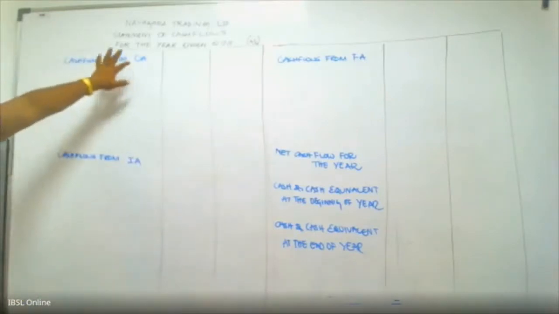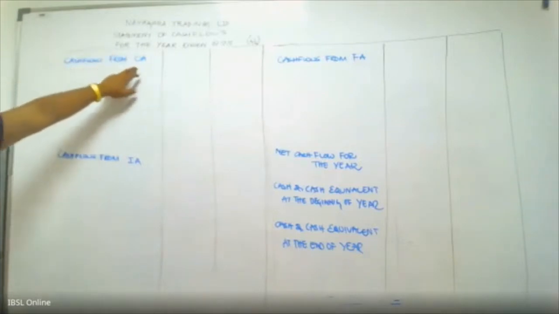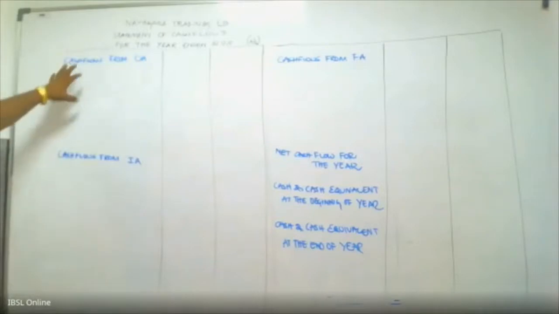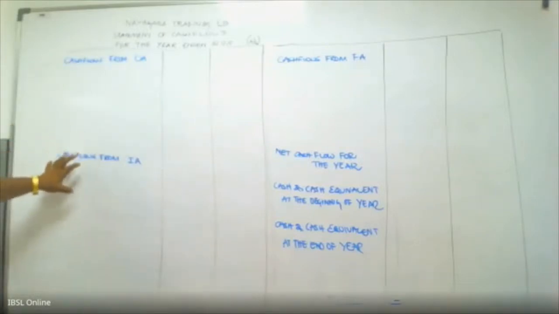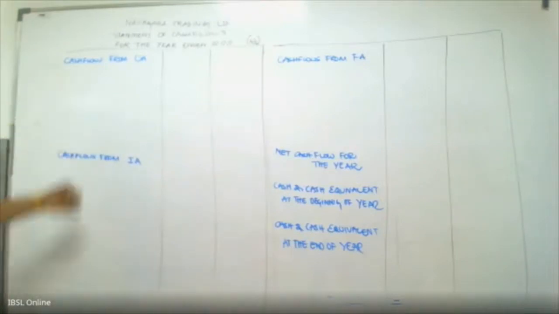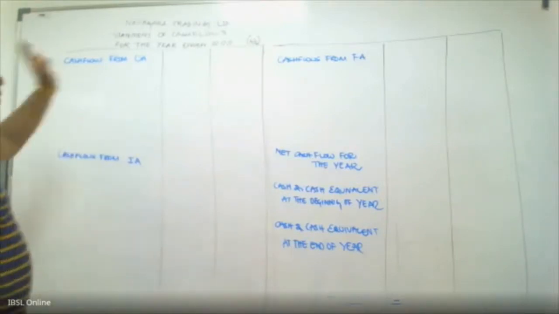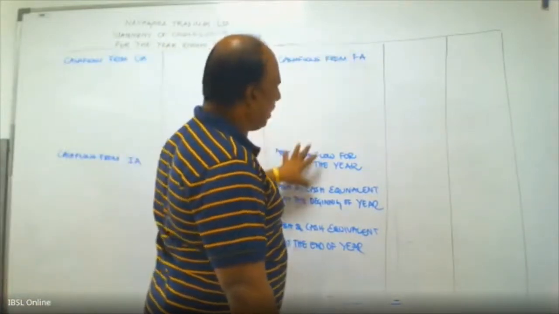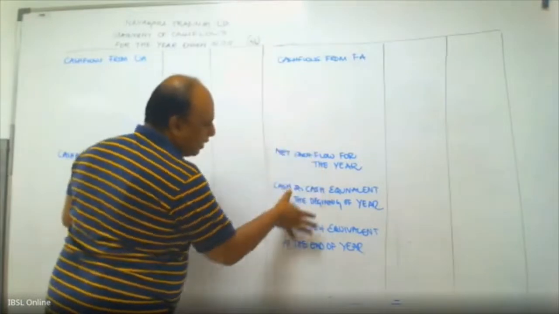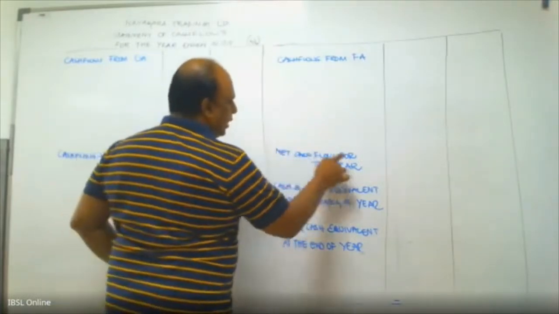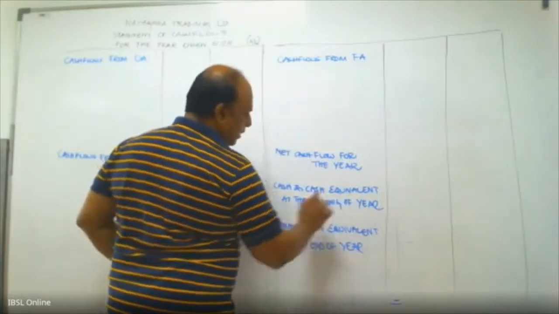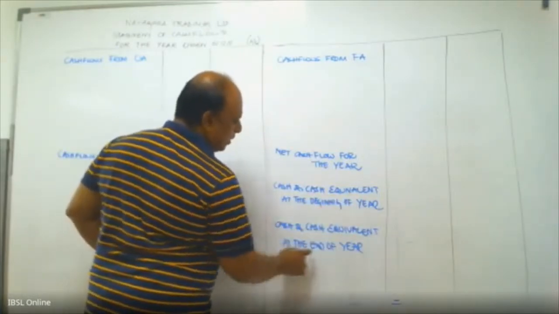I have written it in short form, but you have to write it in full in the examination. So first caption, cash flow from operating activities. I leave about 5 or 6 lines and then put cash flows from investing activities. So like half you can keep. Then go to the next side, cash flows from financing activities. Leave about half a space and then you can write down net cash flow for the year, cash and cash equivalent at the beginning of the year, and cash and cash equivalent at the end of the year.